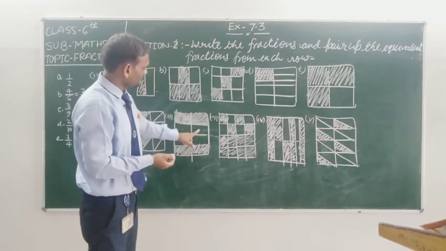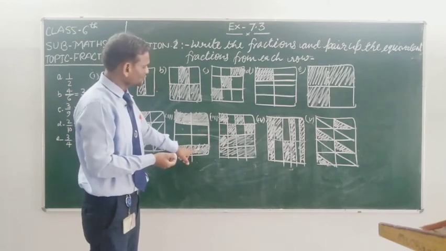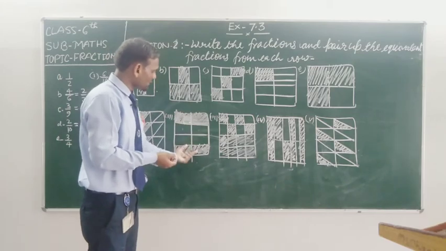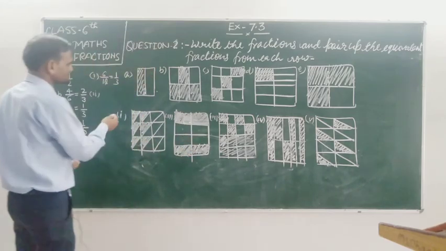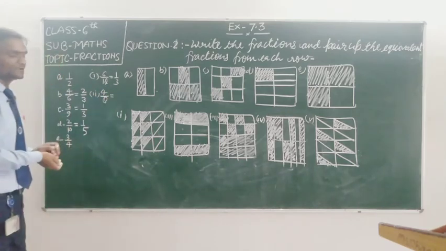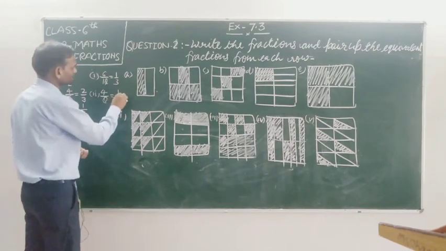1, 2, 3, 4, 5, 6, 7, 8. Total number of parts is 8. Out of 8 parts, 4 parts are shaded. So we write the fraction for the shaded portion, that is 4 by 8. And when we make the simplest form of 4 by 8, we get 1 by 2.